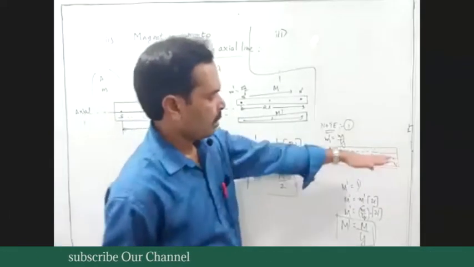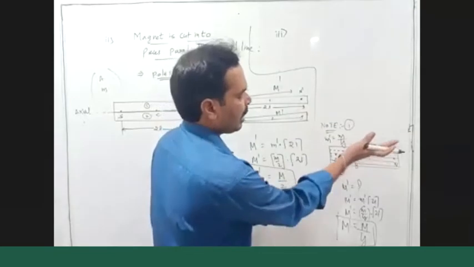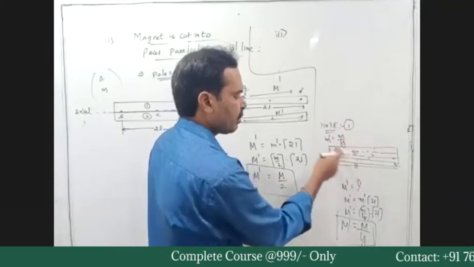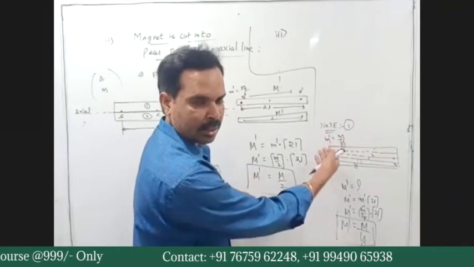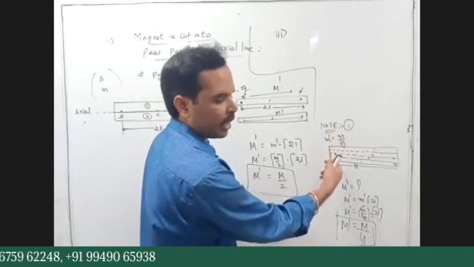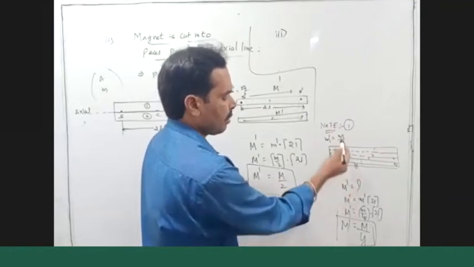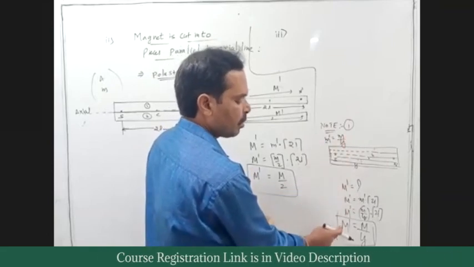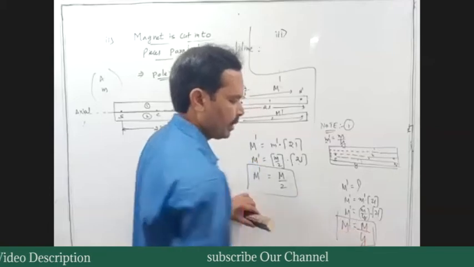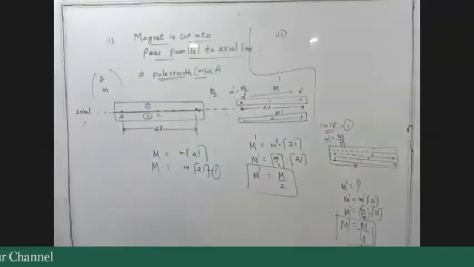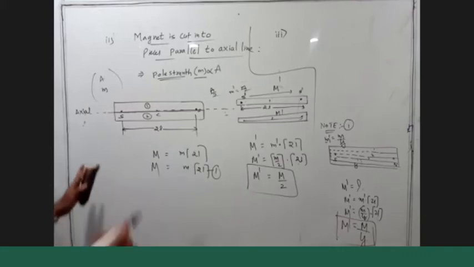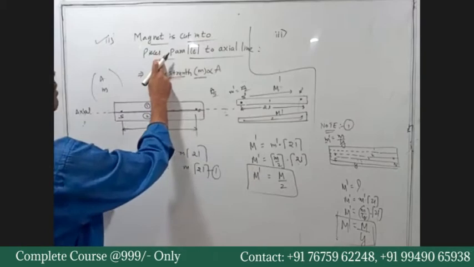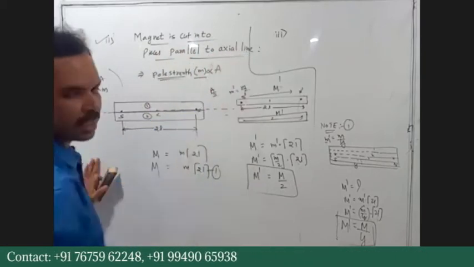So here, along the axial line, the bar magnet is cut into y parts. When it is cut into y parts, the area of cross section is reduced by 1 by y times. Therefore, pole strength is small m by y. Then the new magnetic moment M dash is equal to M by y. This is the second case: the magnet is cut into pieces parallel to the axial line.